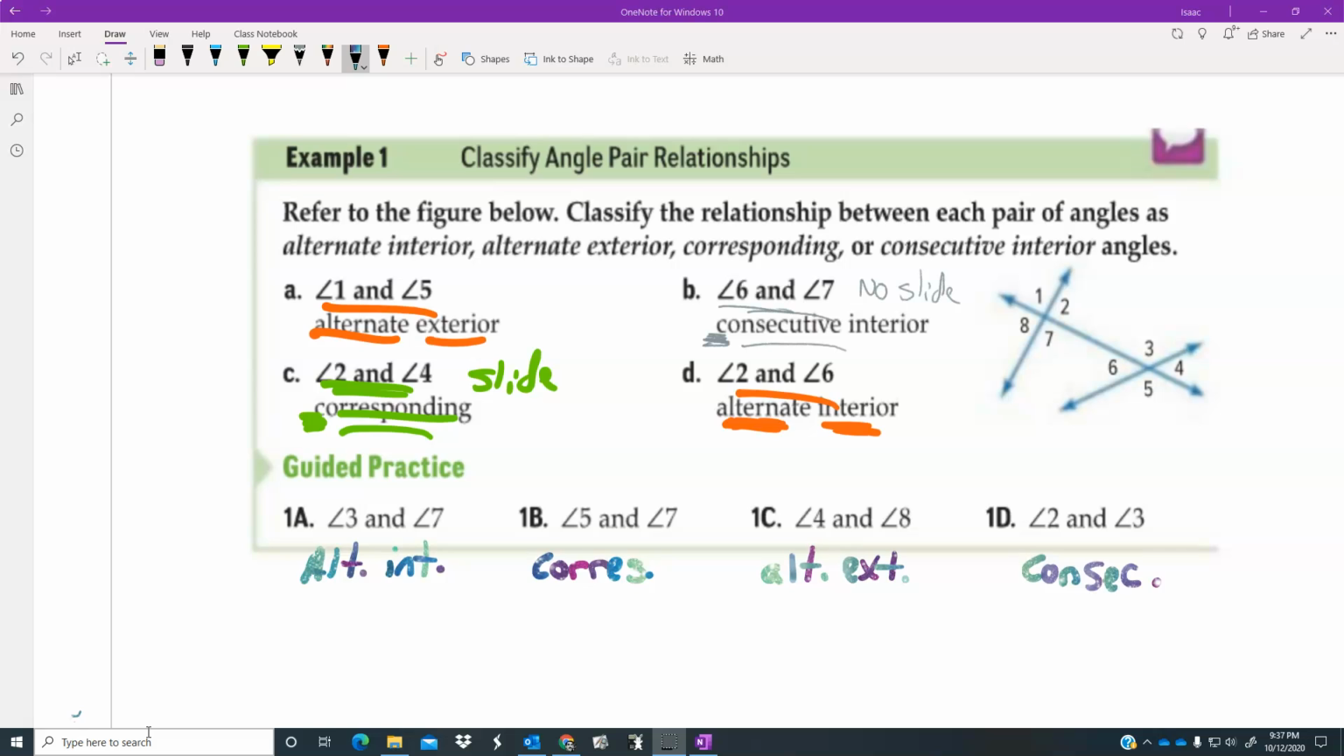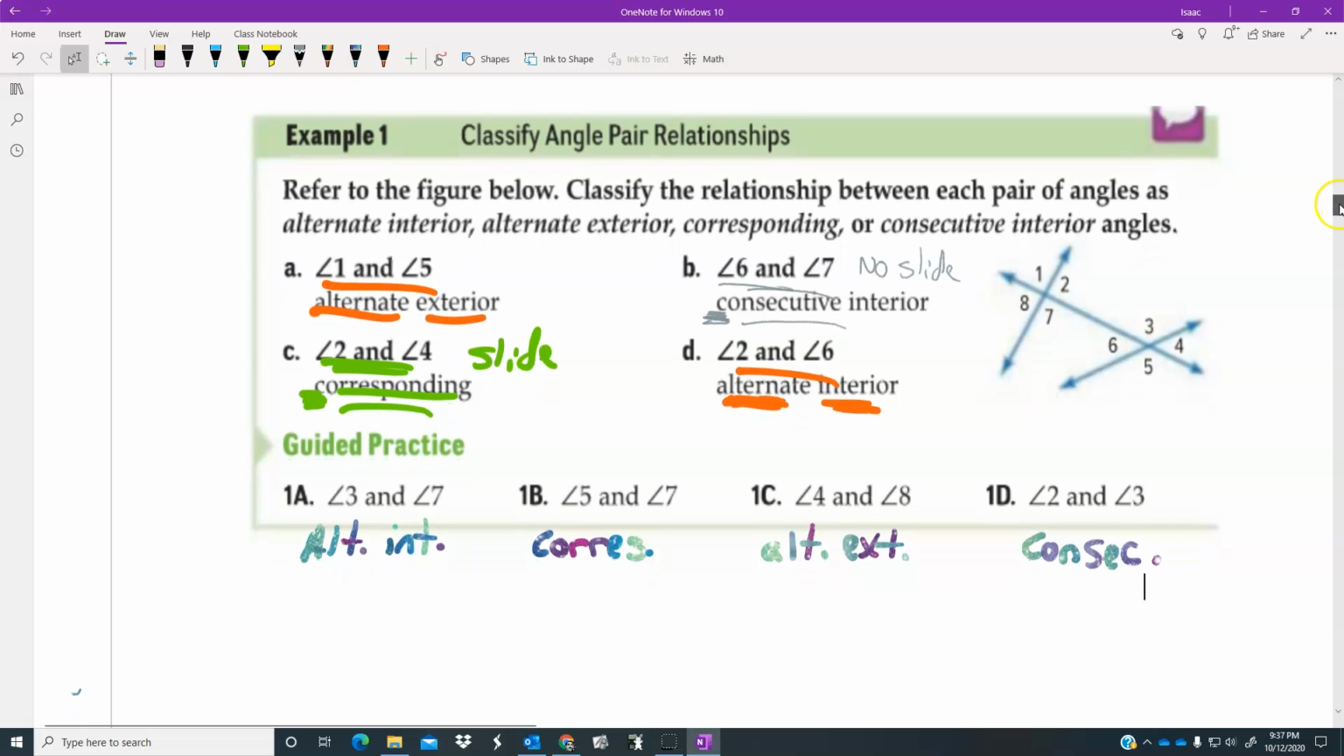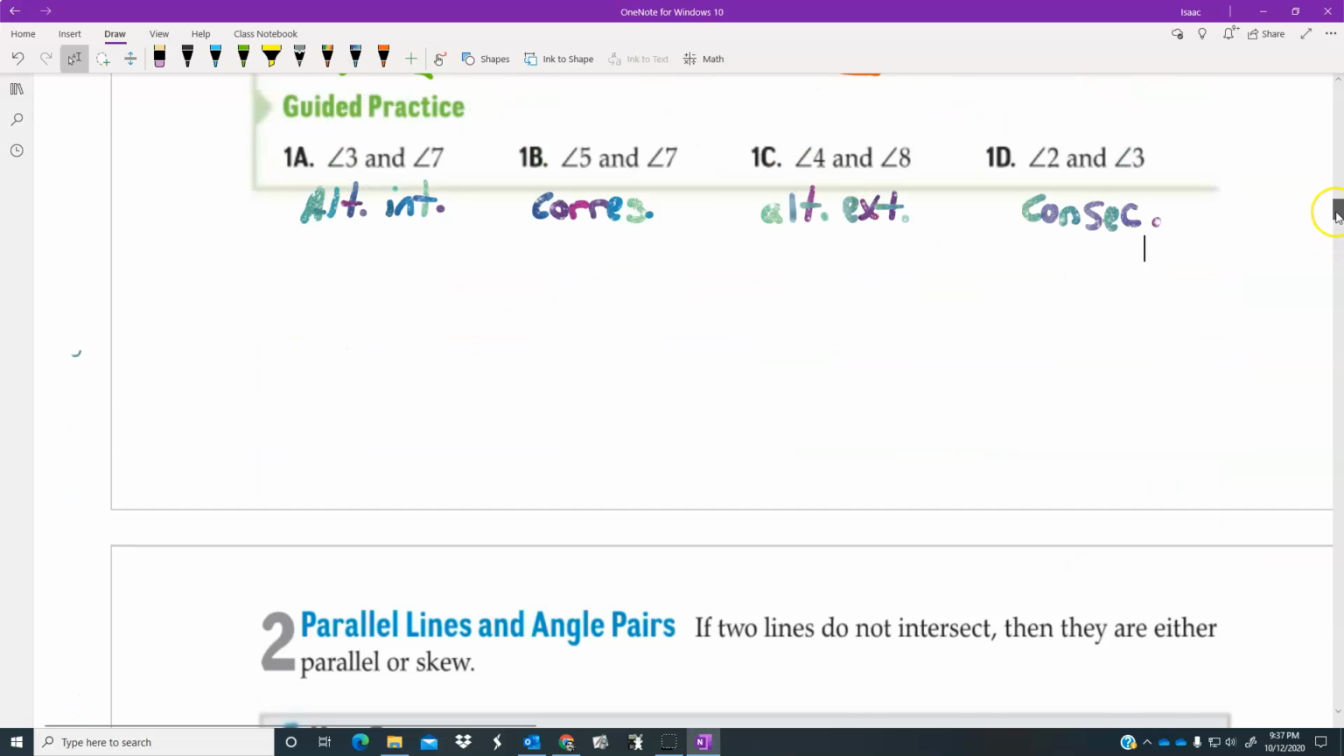All right, now here's the answers that you're basically looking for. 3 and 7. 3 and 7, both on alternate sides, both on the inside, alternate interior. 5 and 7, sliding into that spot, corresponding. 4 and 8 on opposite sides of the transversal, alternate exterior. And 2 and 3 on the same side, but they don't slide, and that would be consecutive, right? Now, best way to get good at these? Practice. You have to practice to get the concept under control.